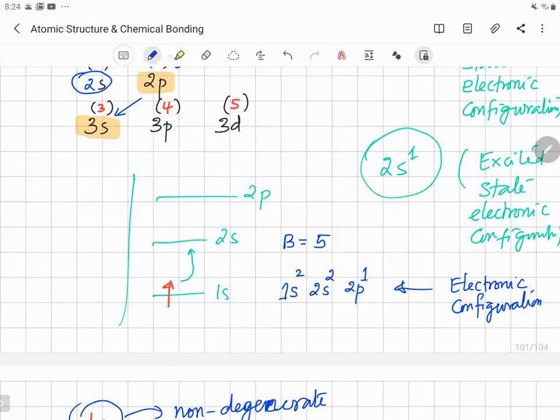Now, why do I put only 2 electrons in the first atomic orbital? That's my question. Why can I not write it this way: 1s1, 2s2, 2p2? This is also possible. But I am not writing it in that way. I am writing it as 1s2, 2s2, 2p1. What is the reason?